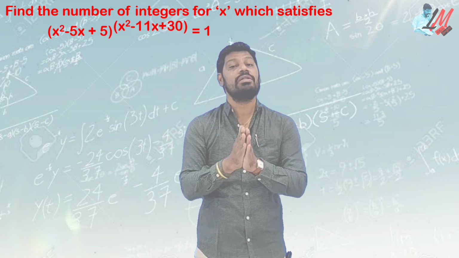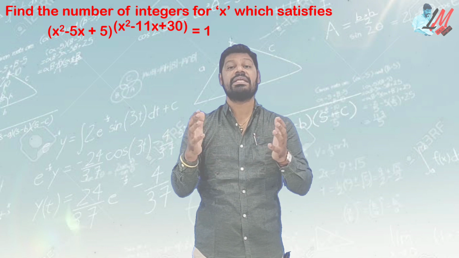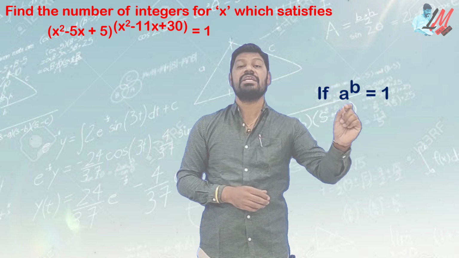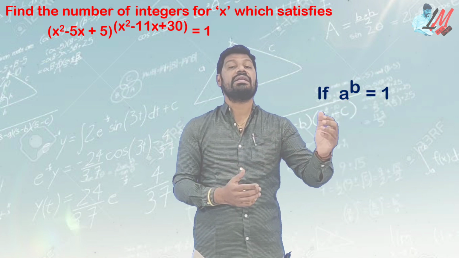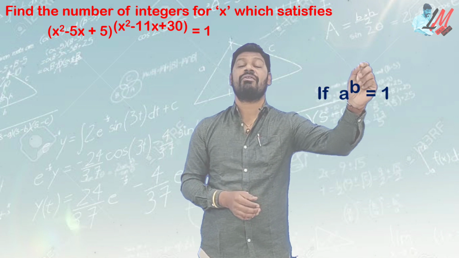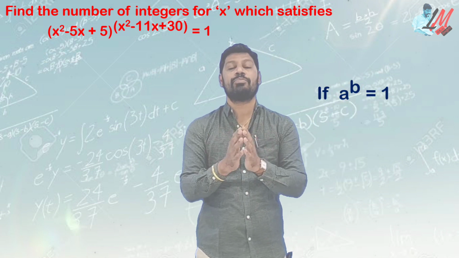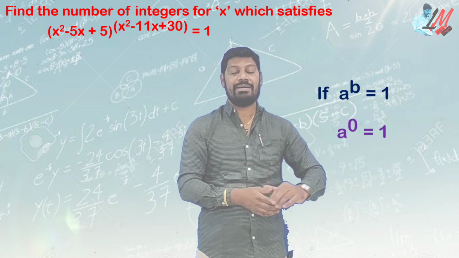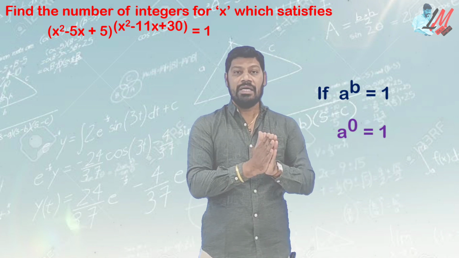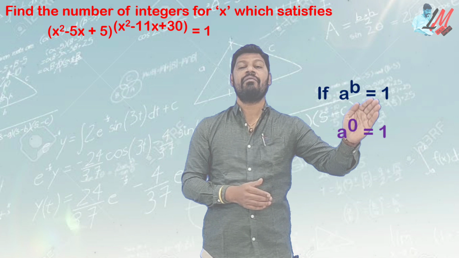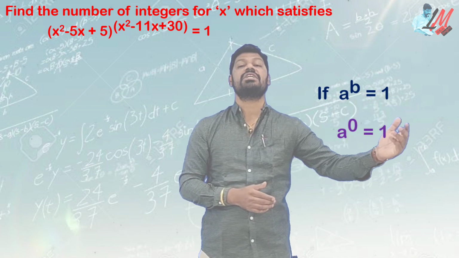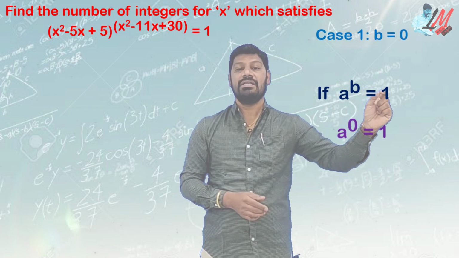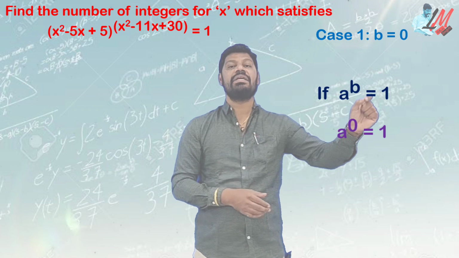Here, we are supposed to solve this problem in different cases. Why am I saying different cases? Just have a look here. If a power b is equal to 1, what are the possibilities for a and b? We know the basic properties of exponents and powers: anything to the power of 0 is equal to 1. For example, a power 0 is equal to 1. If you compare a power b is equal to 1 with a power 0 is equal to 1, what does it mean? Definitely the b value should be 0. So if a power b is equal to 1, one possibility is b is 0.